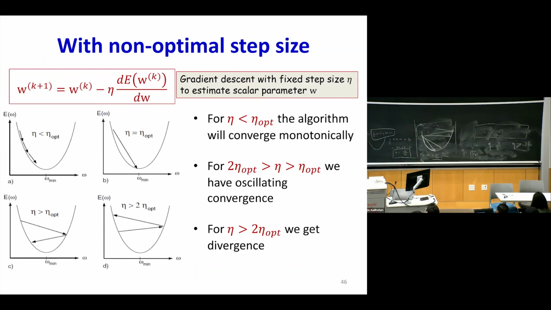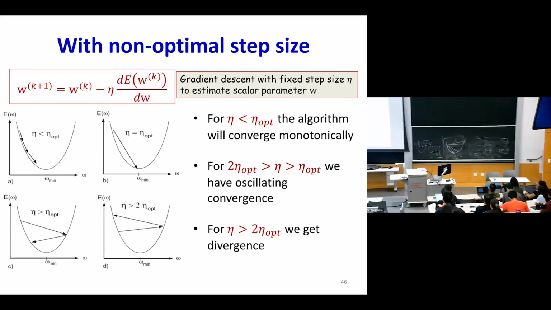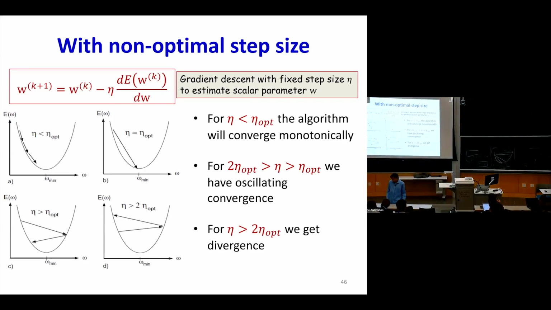If your step size is exactly the optimal step size, you're going to get there in one step. If it's less than the optimal step size, you're going to walk very slowly towards the solution. If it's greater than the optimal step size, until it approaches twice the optimal step size, the speed at which you approach the solution actually goes down, because now you're going to be bouncing back and forth as you go down slowly, right?